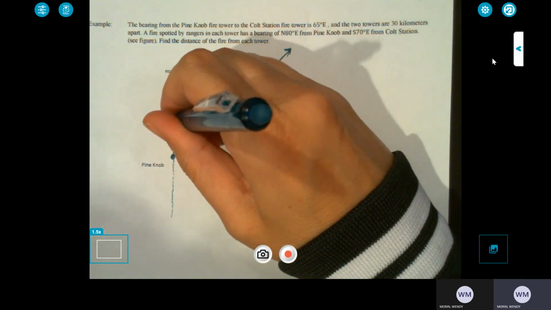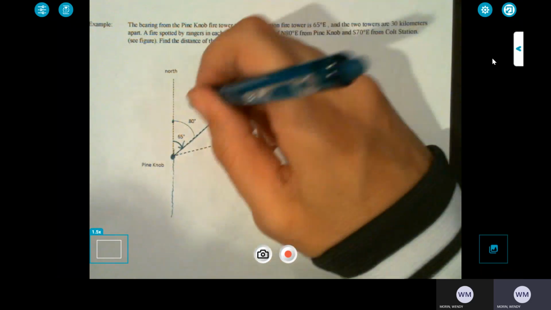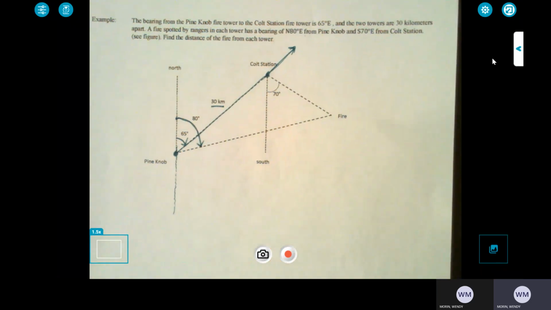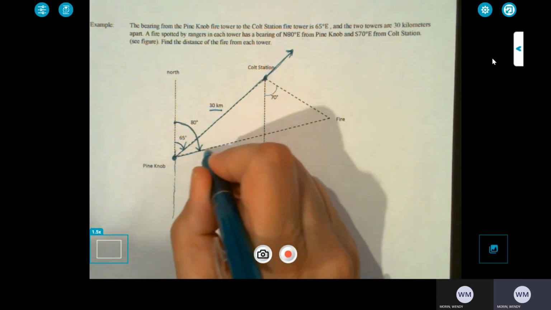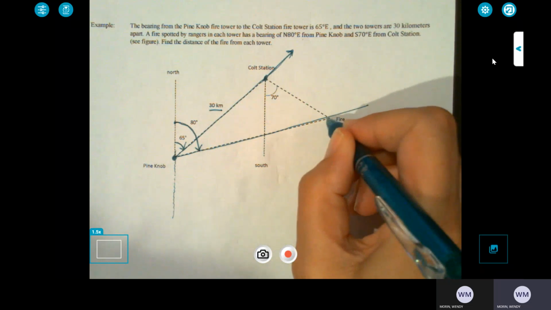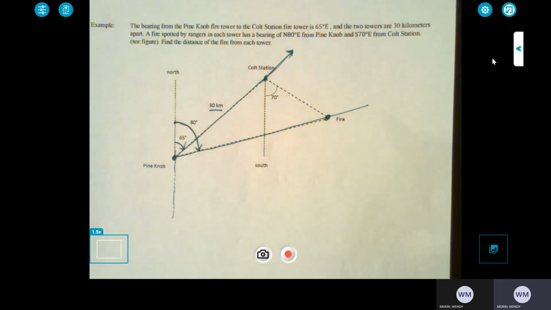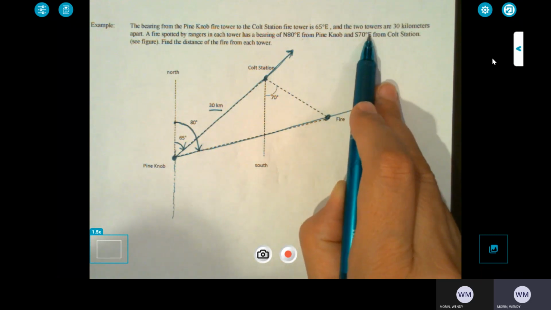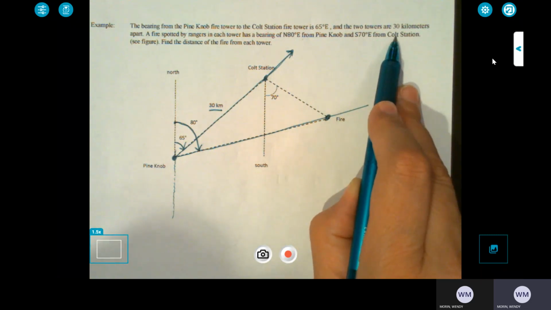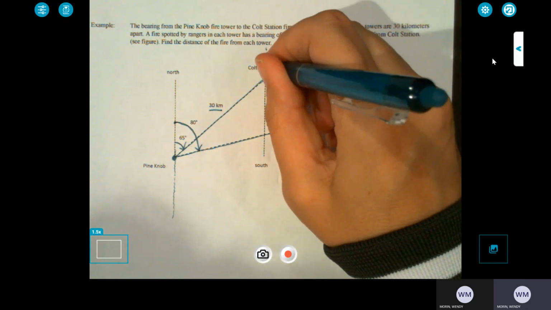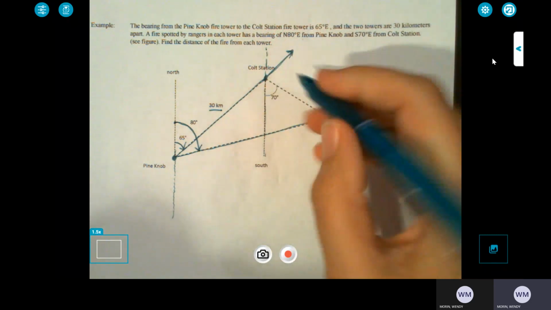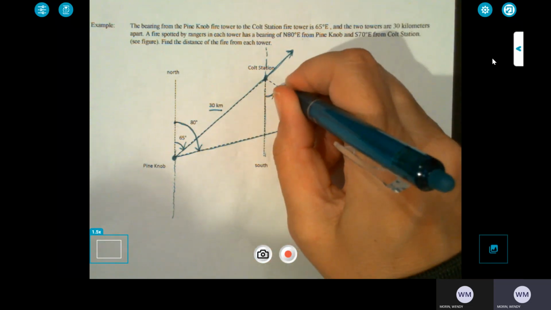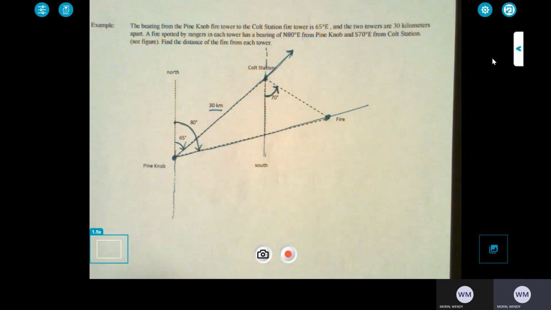To the fire, from the north, and again, it doesn't matter where you start this. So from the north, we're going to rotate 80 degrees. There's 65, so this should actually go to here. Somewhere on that bearing is the fire. Okay. And then south, 70 degrees to the east from Colt Station. So again, putting in our imaginary north-south line. From the south, we're going to rotate towards the east. So from here to here is our 70 degrees.